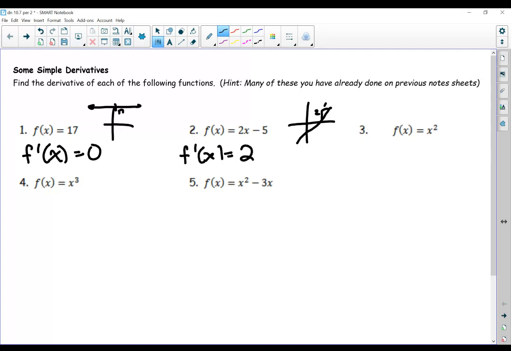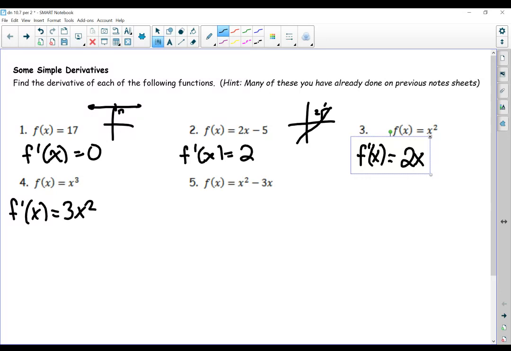Now, f of x equals x squared, that's what we've done. If we were to go through the whole process here, we would find out that the derivative function for this one is 2x. X cubed we've also done. The derivative of that function is 3x squared.